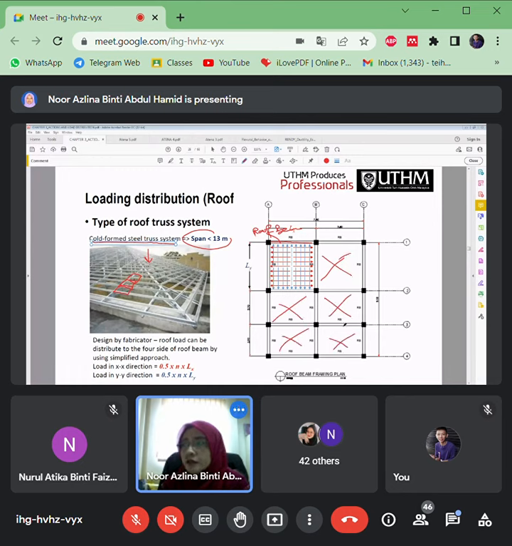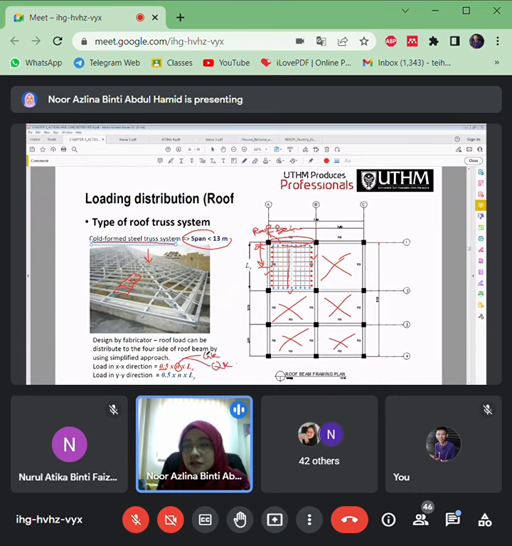Okay, so this is how to calculate the distributions from the roof system. You can just consider half of the load will be supported by this beam, and then half of it will be supported by this beam, and the same goes for the other side. So 0.5 of the load, which is either GK or QK.